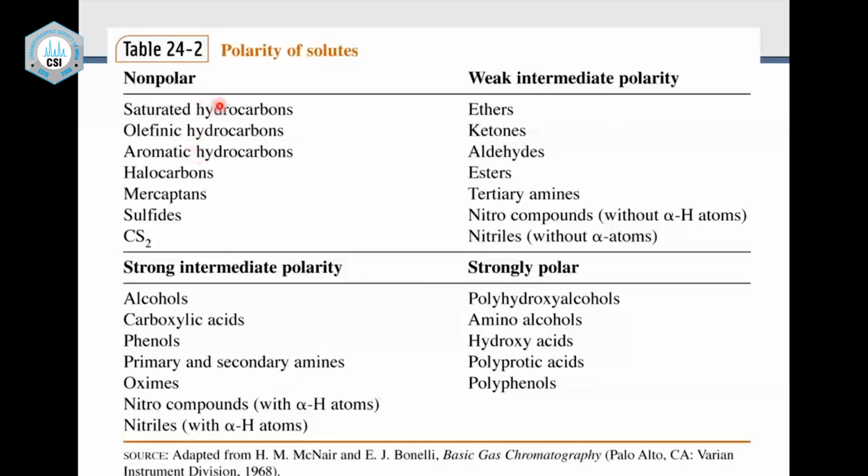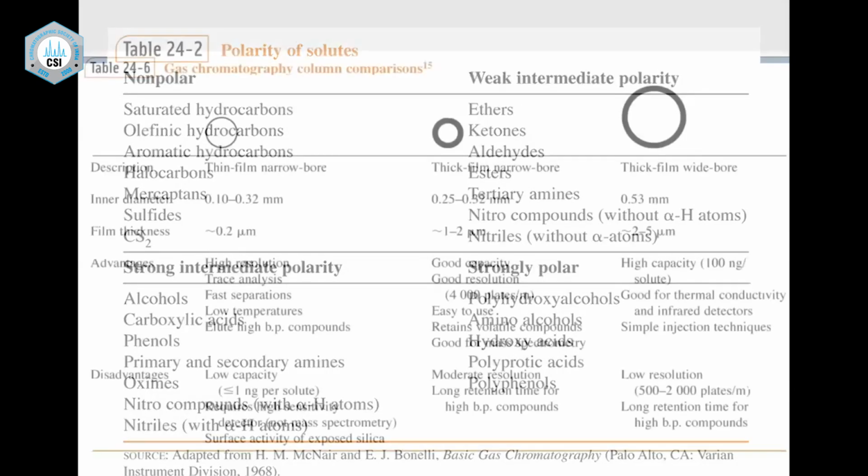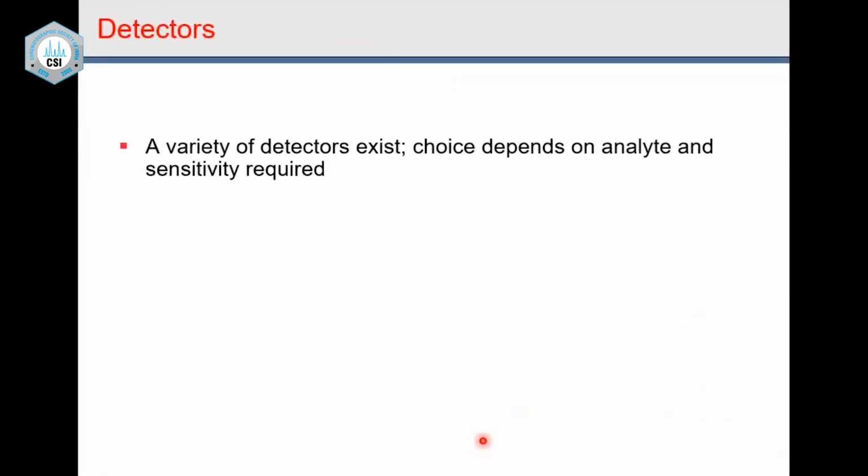So these are the sample components, which are categorized into non-polar, weak intermediate polar, strong intermediate polar, and strongly polar compounds. And depending upon the nature of the sample, we choose the nature of the column. And as we always know, like dissolves like. So for polar samples, we use a polar column. For non-polar samples, we use a non-polar column. I'm not going into that. We'll see the detectors now.